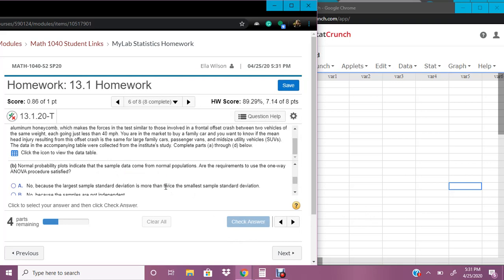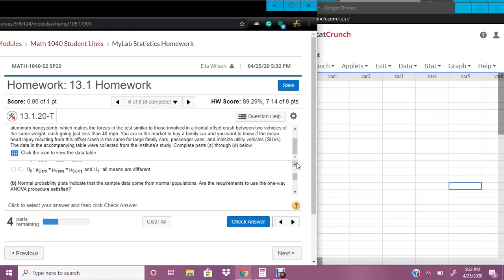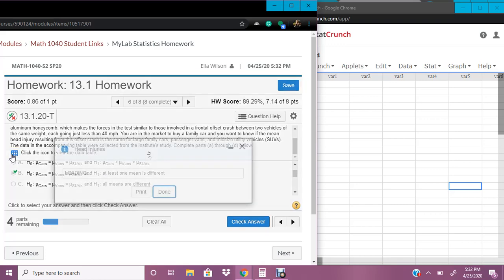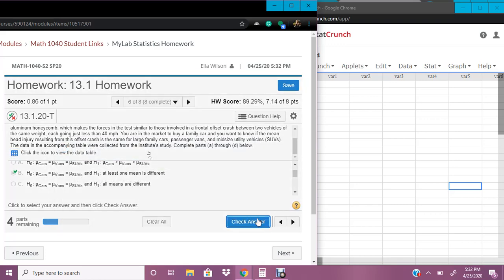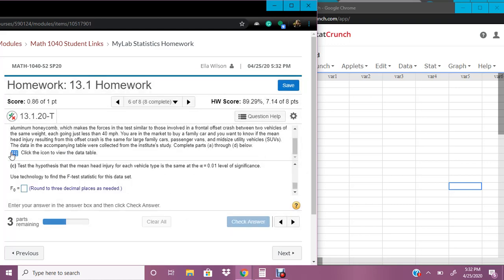Okay. So now we're talking about the requirements. And yes, they are satisfied, because if you guys remember, the requirements are that, well, you can assume a lot of them are true, such as that the populations have to be normally distributed, that the variance is the same, but also you have to have at least one simple random sample from each population, which we have.